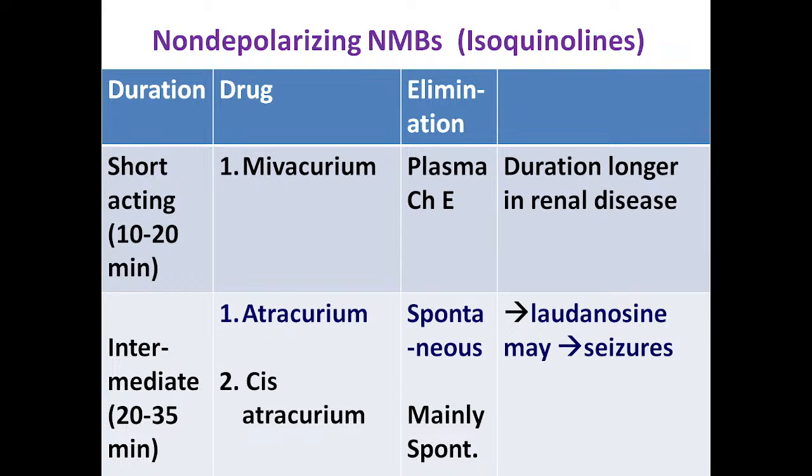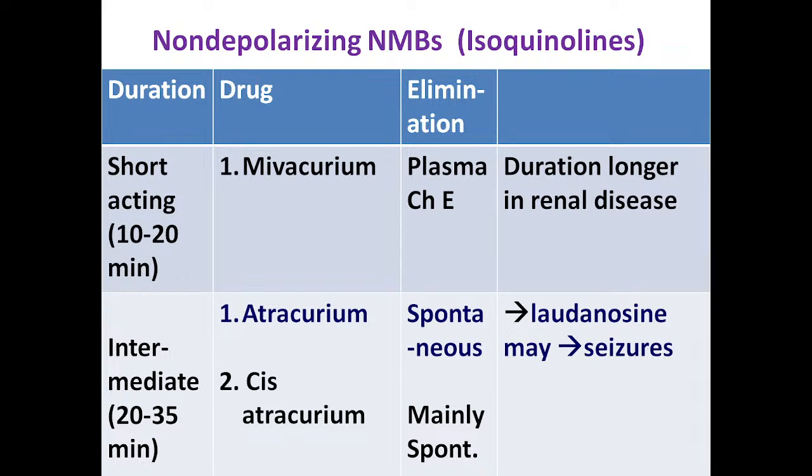So that's an advantage. But the problem with atracurium is that it is metabolized to a metabolite called laudanosine, and this can accumulate especially in renal failure and cause seizures. Cisatracurium is the one that is used because it does not form laudanosine. So this problem of seizures due to accumulation of laudanosine is not there with cisatracurium. So cisatracurium is very commonly used nowadays, and atracurium for that reason is not used. Both of them are intermediate acting neuromuscular blockers, acting for 20 to 35 minutes.